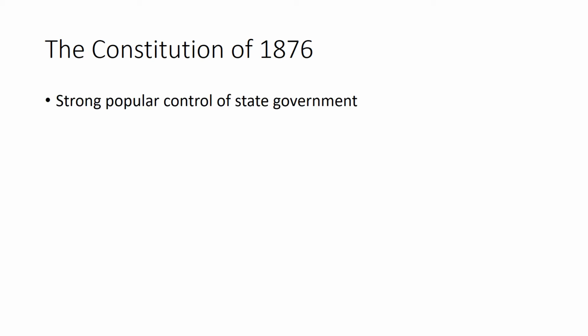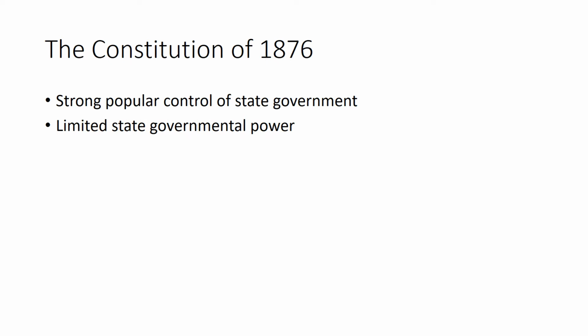The first theme is strong popular control of state government. What this means is that the governor's appointment powers were limited, and that public officials, such as judges, would be subject to election by a then white male electorate.